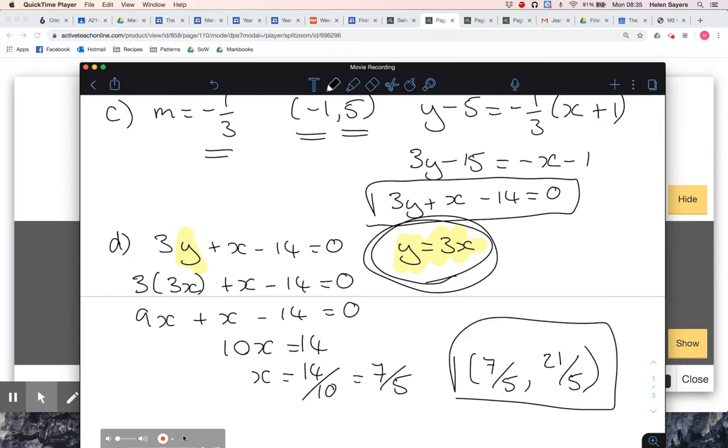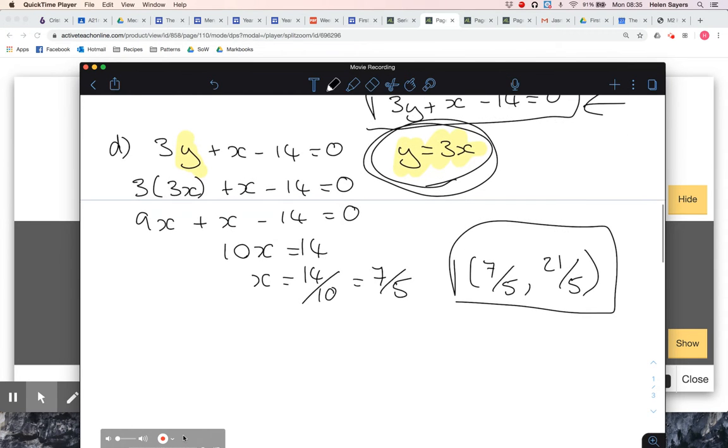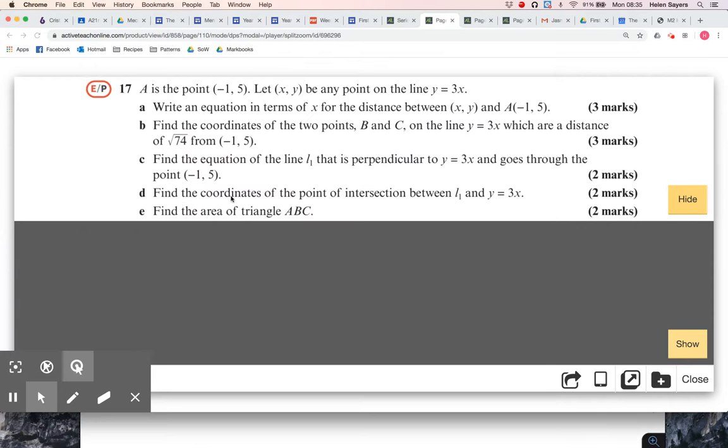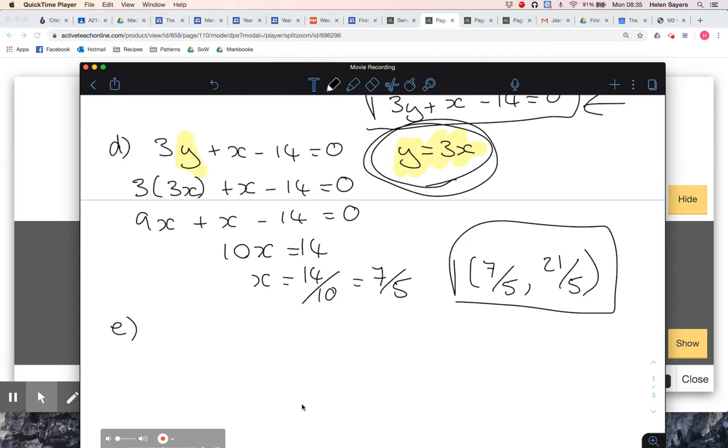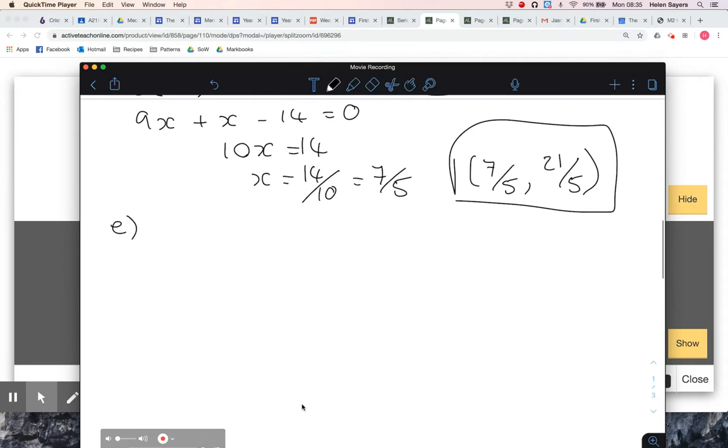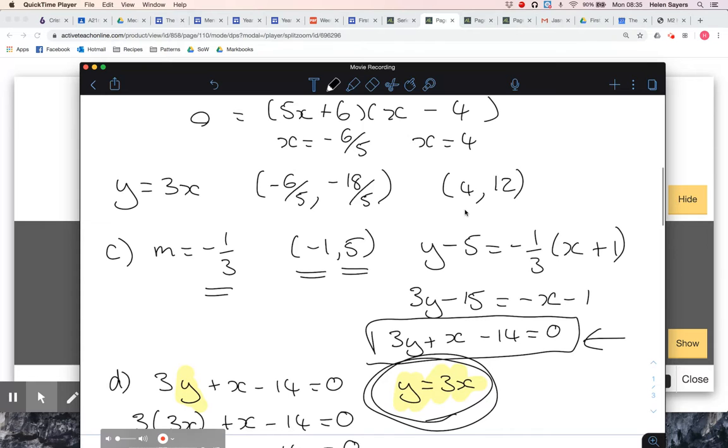Or I could have used that equation as well, or I could check it does work in that equation just to make sure I've not made any arithmetical slips. Okay, and then find the area of triangle ABC. Okay, so definitely want a sketch for this. So B and C were our two answers here, I think.